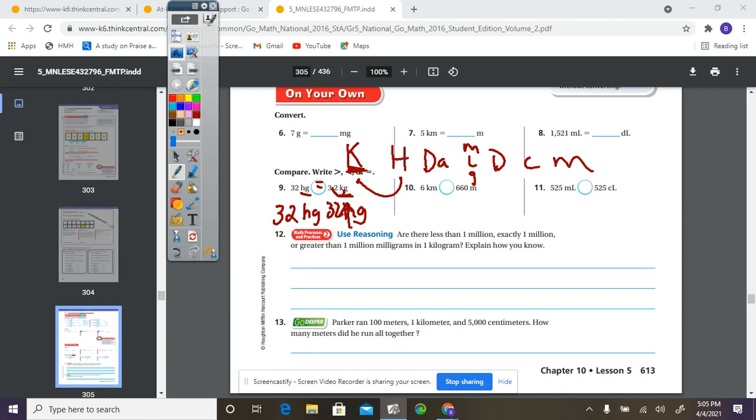Remember that the Pac-Man or the alligator eats the bigger number, okay? So if I was converting number 10, this is the last one we will do. I have kilometers and meters. So I'll convert the kilometers to meters, okay? So 6 kilometers, I would go 1, 2, 3. So it would be 1, 2, 3. So I have 6,000 compared to 660. 6,000 is bigger.